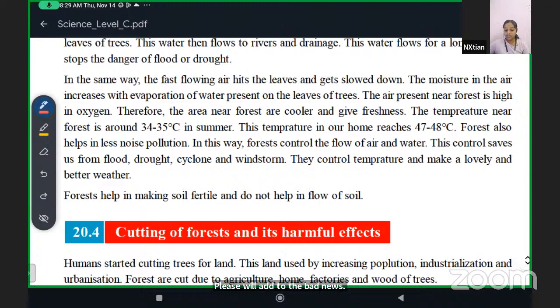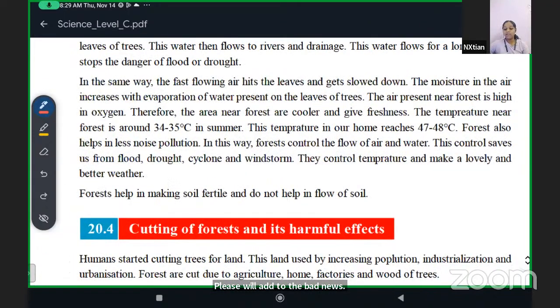Now, let's give this a read. In the same way, fast flowing air hits the leaves and gets slowed down. It slows down the fast moving air as well. The moisture in the air increases with evaporation of water present on the leaves of trees. The air present near forests is high in oxygen. Therefore, the areas near forests are cooler and give freshness.